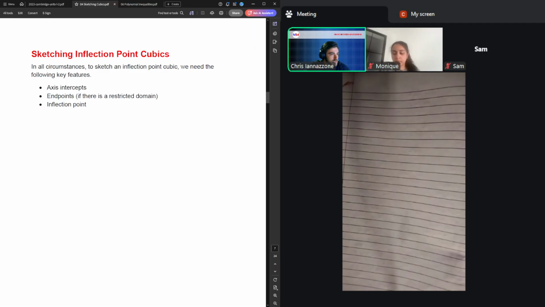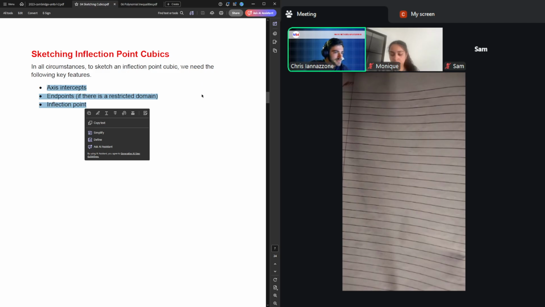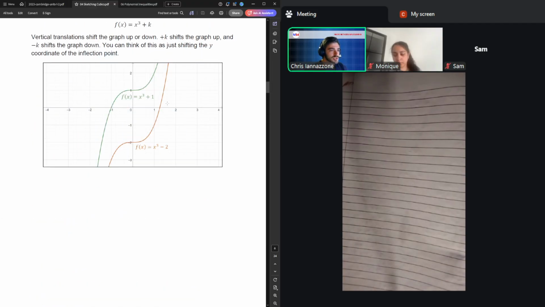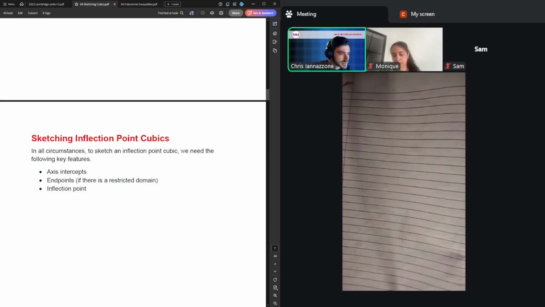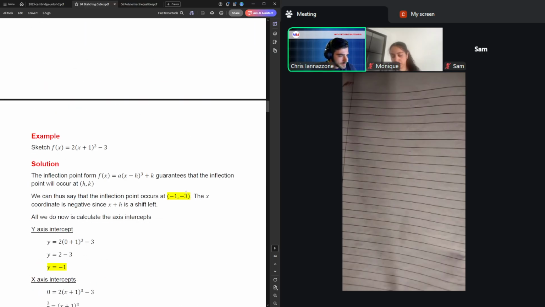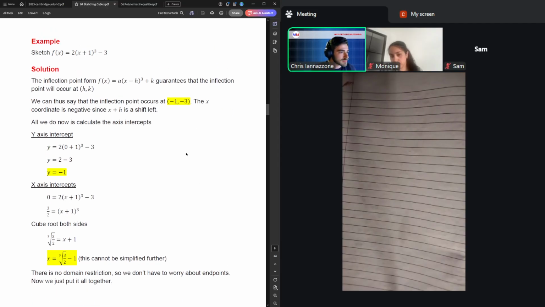So how do we actually now put this all together and sketch our own cubics? Well, in all cases, these are the key features that we're looking for. We want to find the axes intercepts, both the x and the y. We want to find any endpoints if they exist. This is typically only if you ever have a restricted domain, because if you look at the shape of the cubic, this just shoots off to positive and negative infinity. There's no actual inherent endpoints in the cubic unless the domain is explicitly restricted. And the last key feature, the inflection point. So let's have a look at how we can find them all.